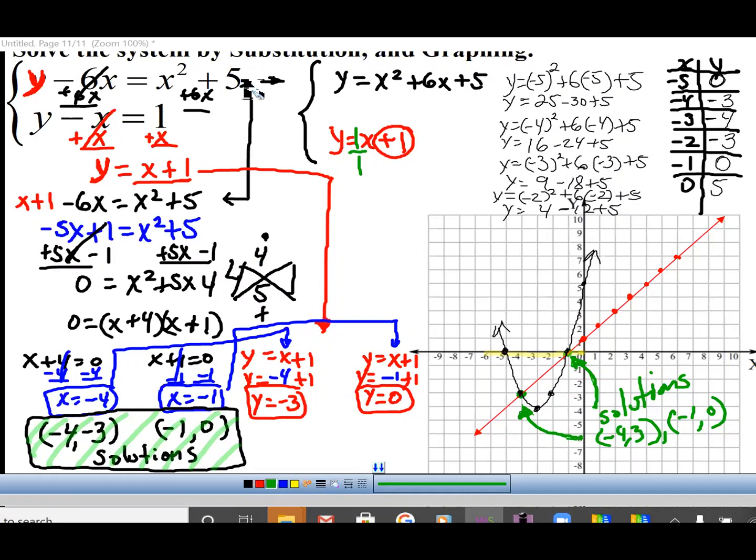For graphing, we needed to set both equations equal to y. The linear, we can graph by using the slope-intercept form. And then from there, we got the quadratic by using the values once we saw where the solutions were going to be. Okay, all right.